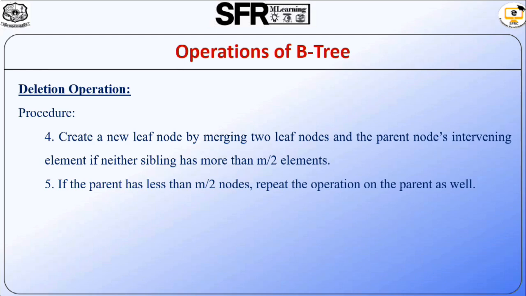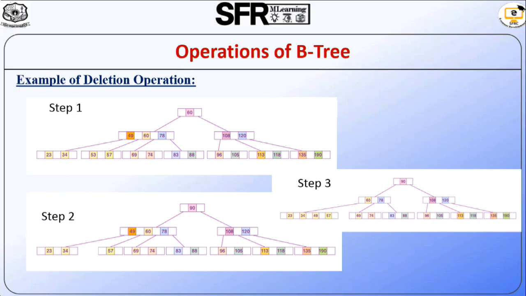Last step, if the parent has fewer than m/2 nodes, repeat the operations. If the node to be deleted is an internal node, its in-order successor or predecessor should be inserted. The process will be the same. The node is deleted from the leaf node because the successor would always be on the leaf node. Let's see the example. As indicated in the diagram, remove node 53 from a B tree of order 5.